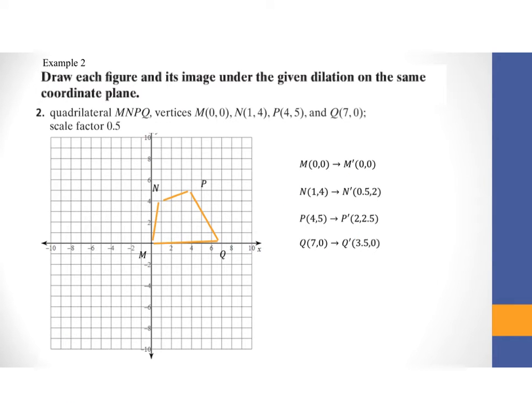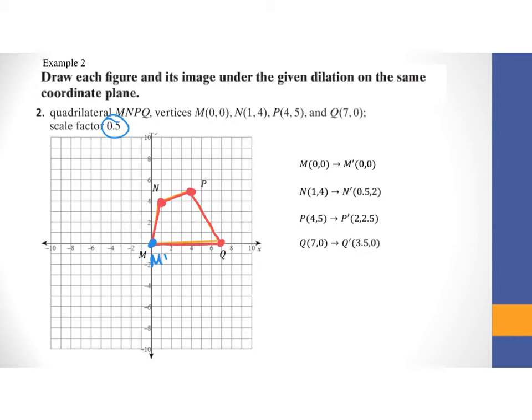Example 2 is similar. Here we have quadrilateral MNPQ, and they give us our vertices, so I'm going to go ahead and plot those. And I end up with something like this. Then, as you can see off to the side here, I've already done the math for us. Our scale factor here is 1/2. So with a scale factor of 1/2, that means that my image is probably going to be smaller because it's less than, or it's not at least the 100% mark. So when I multiply this, my M prime is still at 0, 0.